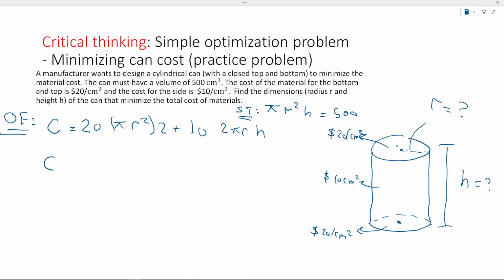Okay, so to make this look a little bit nicer, what we can do is say 40 pi r square plus, let me express everything in terms of r.